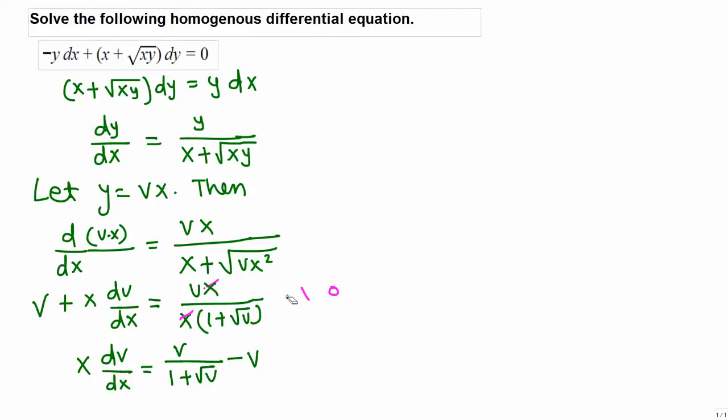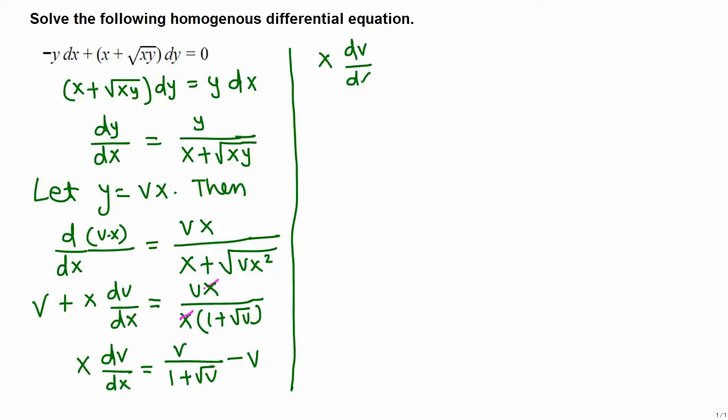Now we combine these two fractions and get x dv over dx is equal to, now we need to make the same denominator, so 1 plus root v, so we multiply second fraction by 1 plus root v over 1 plus root v, so the common denominator is 1 plus root v, so this is v minus v times 1 plus root v. Okay, let's simplify the top.